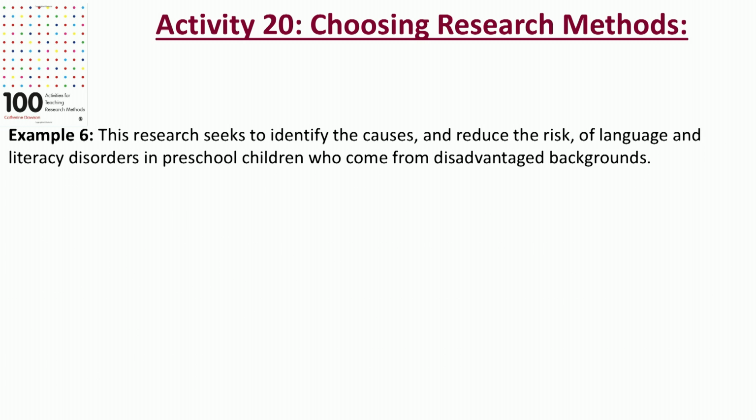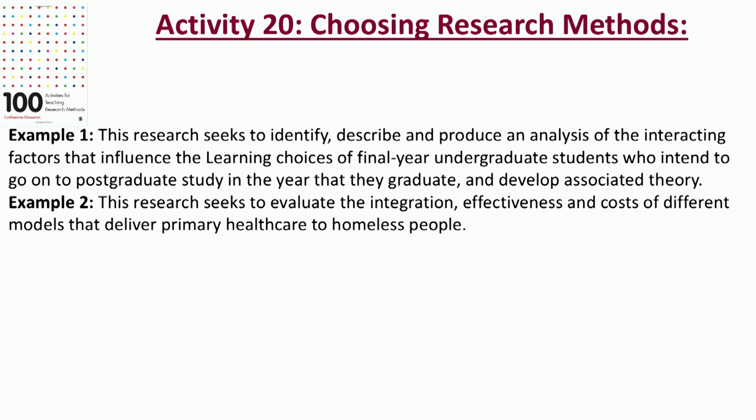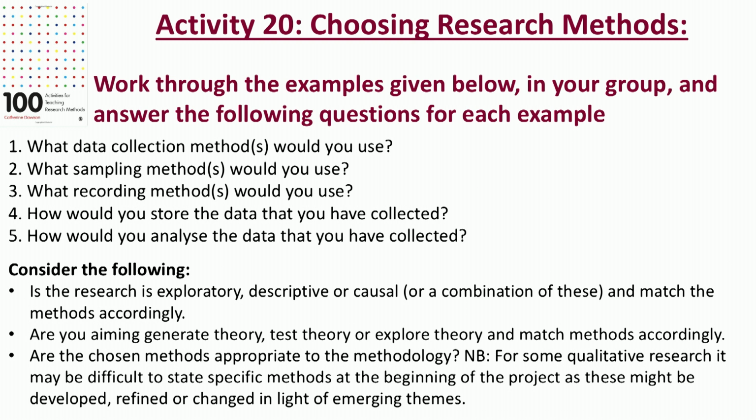Here are some other examples. Number 6: this research seeks to identify the causes and reduce the risk of language and literacy disorders in preschool children from disadvantaged backgrounds. So, let us go and work through the examples.